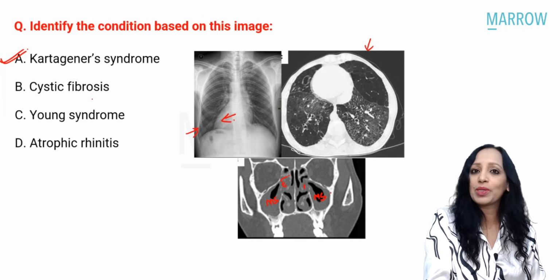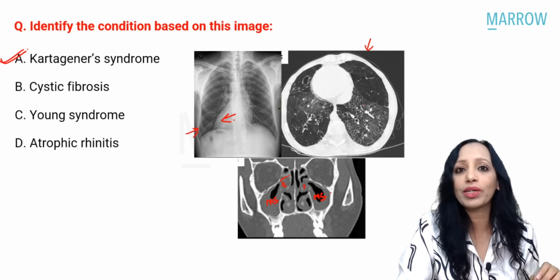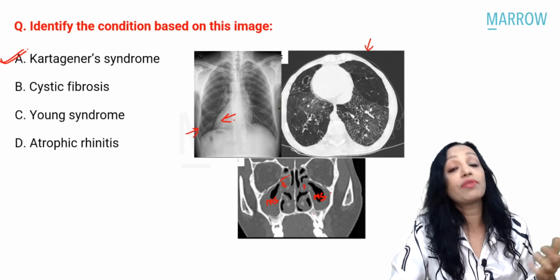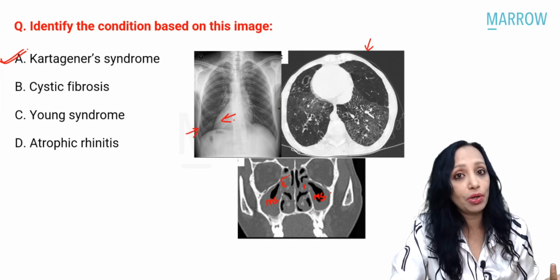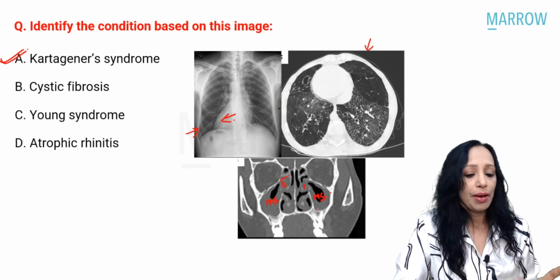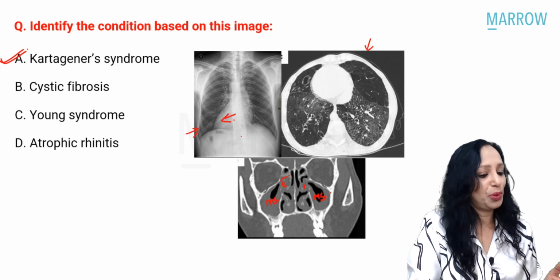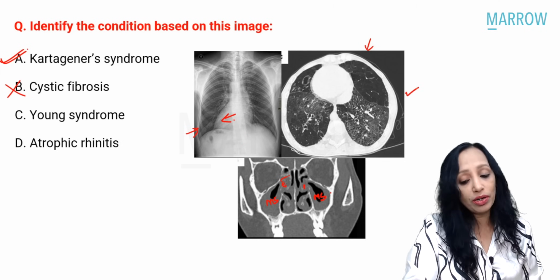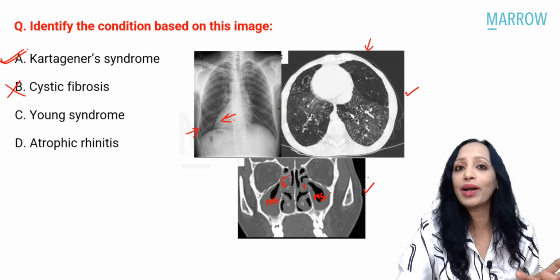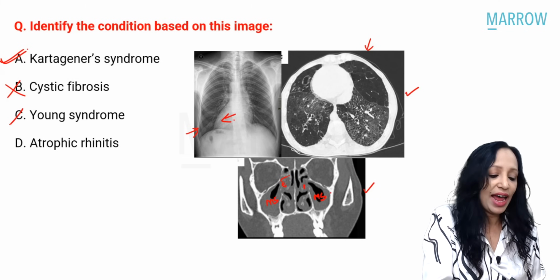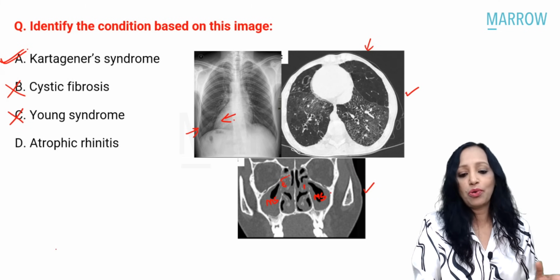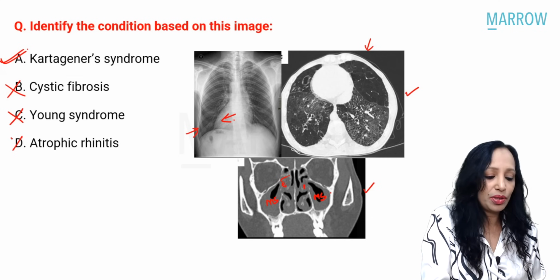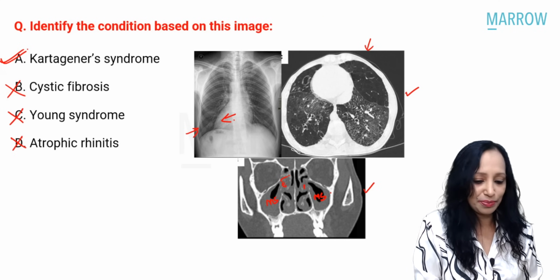What about cystic fibrosis? In cystic fibrosis, will you see bronchiectasis? Yes. Can you see chronic sinusitis? Yes, we will see chronic sinusitis. There can be polyps also in the nose. Yes. But will there be dextrocardia? No. Young's syndrome? Yes. In Young syndrome, we'll see bronchiectasis, chronic sinusitis, but not dextrocardia. That is infertility. And atrophic rhinitis? No dextrocardia, no bronchiectasis, only nasal. So this is Kartagener's syndrome.